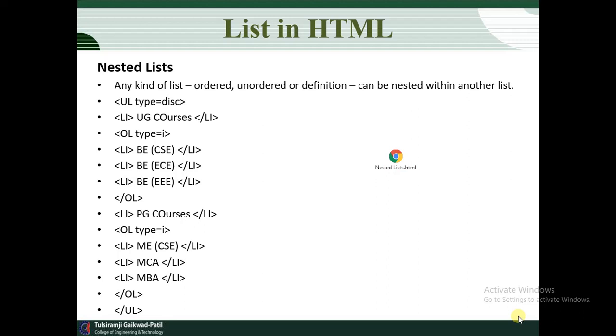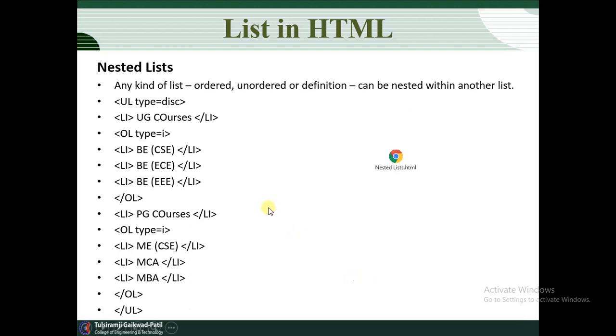What are the different types of lists we have? We can take any kind of list, ordered list, unordered list, or definition list, and we can nest it here. Here we are going to discuss one example and perform the execution of a nested list: how it is executed, or what the output of a nested list is, with a suitable example.